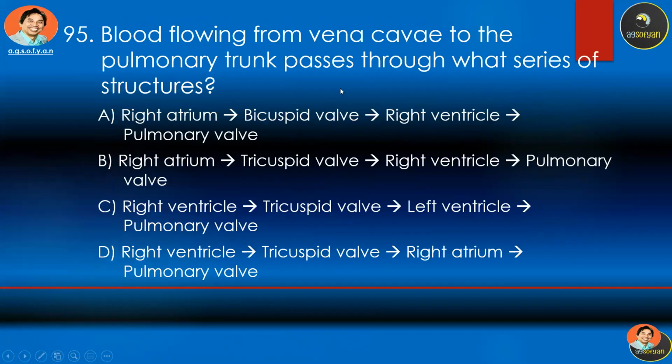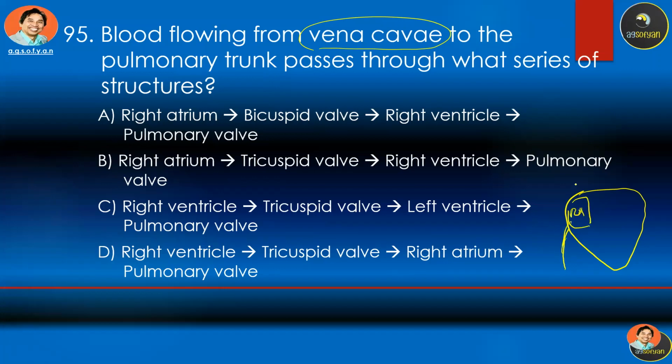Blood flowing from vena cava to the pulmonary trunk passes through what series of structures? Okay, so to know this, you have to know the structure of the heart. It starts from the vena cava. Let's say this is the heart, and the one that goes to the vena cava will be the right atrium. So that's going to be the first structure. This is the first choice over here.